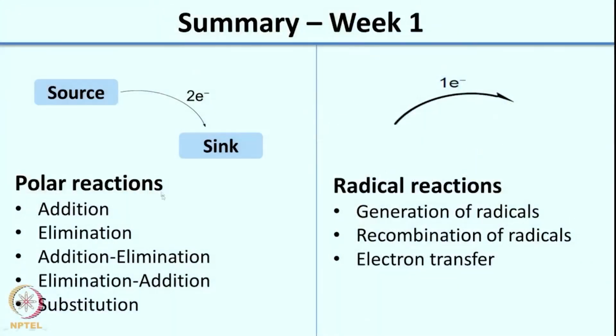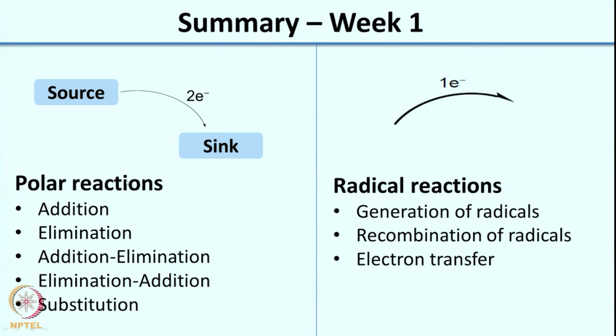So, welcome to the second week of this course on reaction mechanisms. Just to summarize what we did last week: we looked at how to write reaction mechanisms using arrow pushing or electron pushing, and we specifically looked at two major classes of organic reactions. One is the polar reactions and the second is the radical reactions.